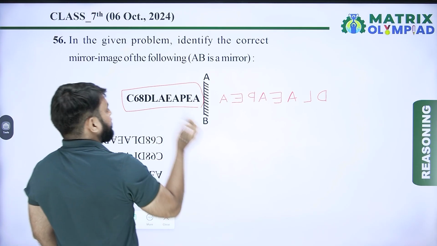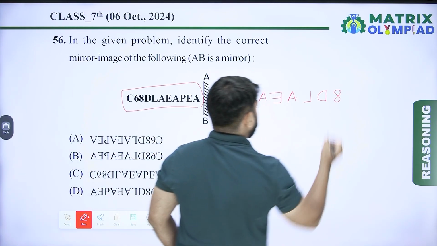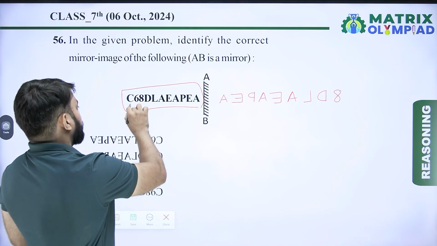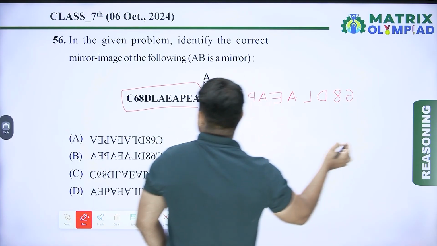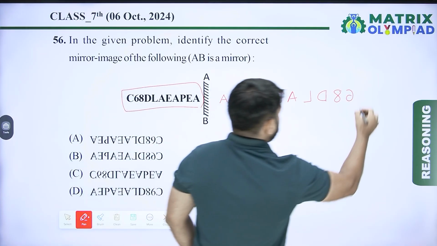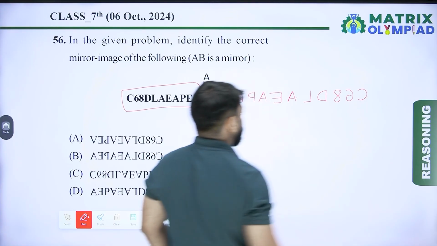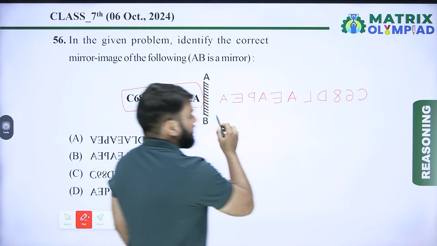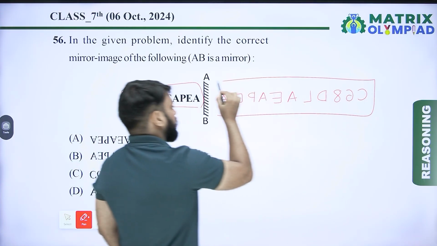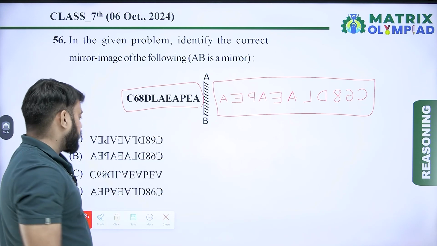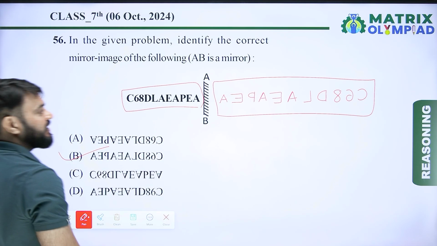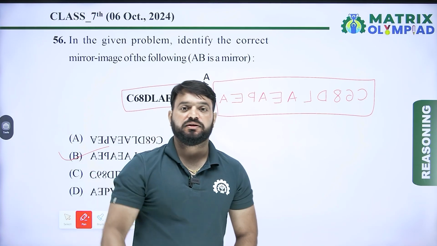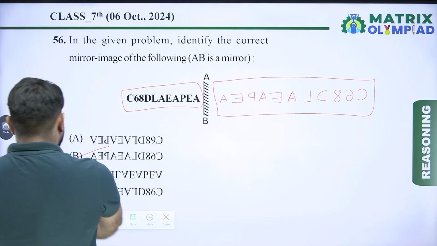Now find the mirror image of 8. This is the mirror image of 8. Again find the mirror image of 6. This is the mirror image of 6. Again find the mirror image of C. This is the mirror image of C. So this is the correct mirror image of the given combination. So option B is the correct answer to this question. Let's move to the next question.